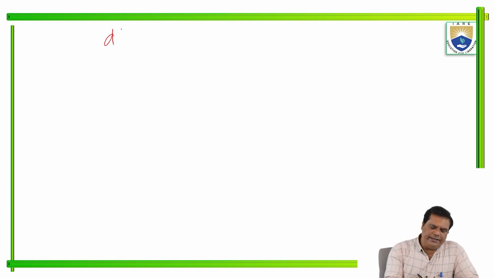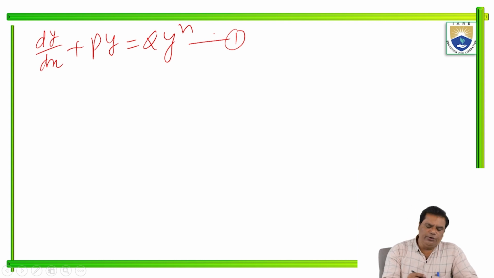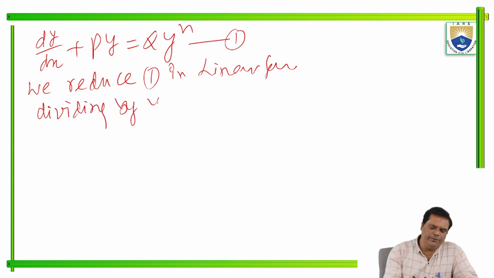So how can we reduce this? We have dy/dx plus py equal to q y to the power n, equation 1. We reduce this equation to linear form. Dividing by y to the power n on both sides.